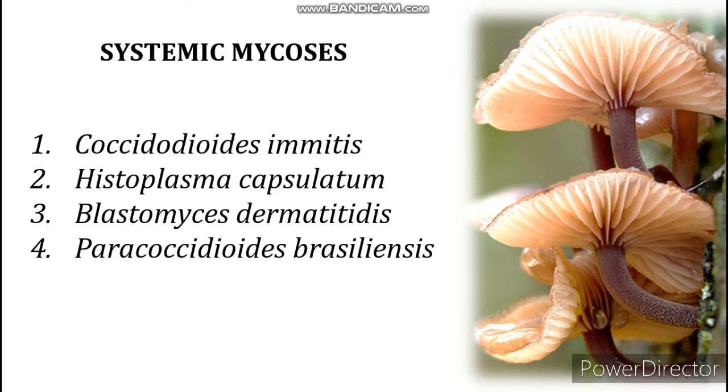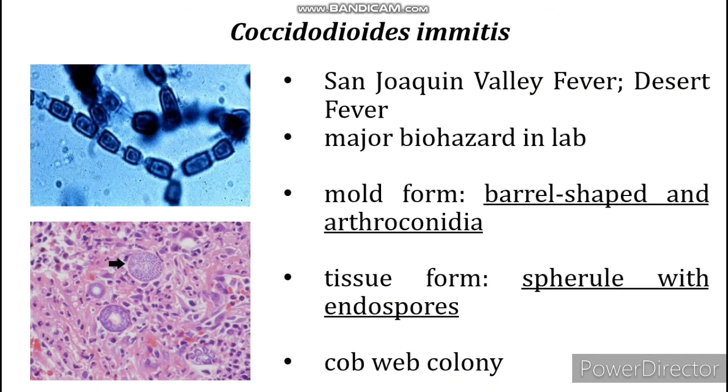Next, you have your systemic mycoses. So, itong apat na to, saan natin sila nabanggit kanina? These four are dimorphic fungi, meaning they exhibit both the mold phase and the yeast phase. For the first one, you have your Coccidioides immitis. Take note of the disease that it causes: the San Joaquin Valley fever, the desert fever, and it's the major biohazard in the laboratory. Okay?